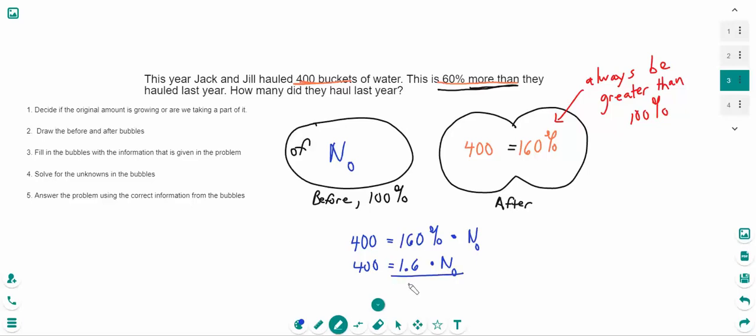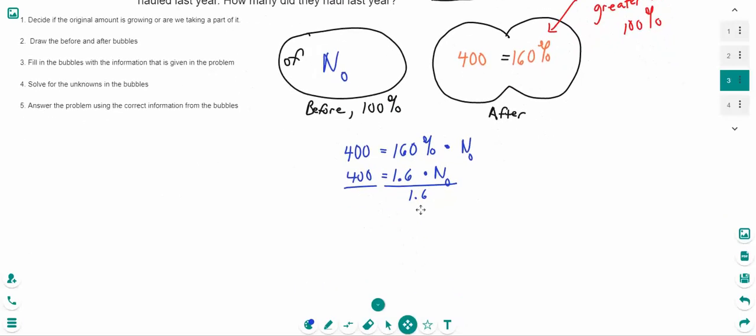Now I can divide both sides by 1.6, excuse me, to get this by itself. And these 1.6s are going to cross out. We're going to end up with n0, and then we have 400 divided by 1.6. If I just do that separately here to save some time, it is 250. So 250 is equal to this n0.